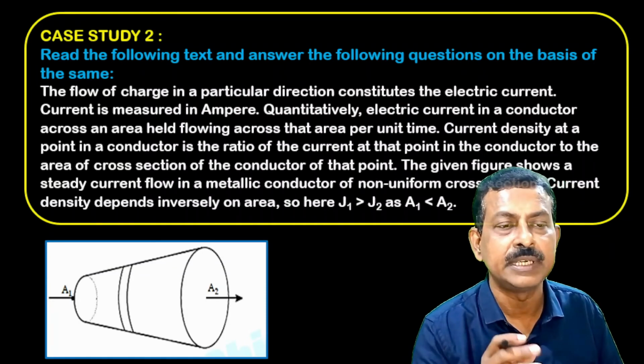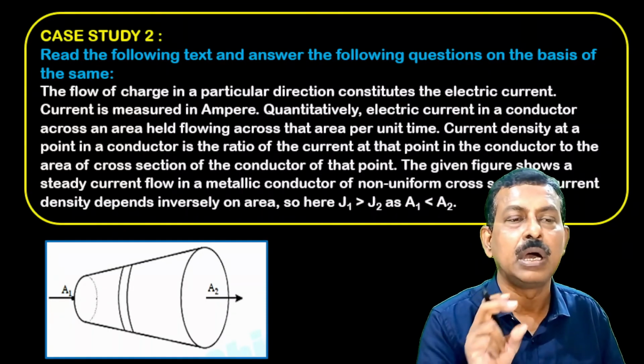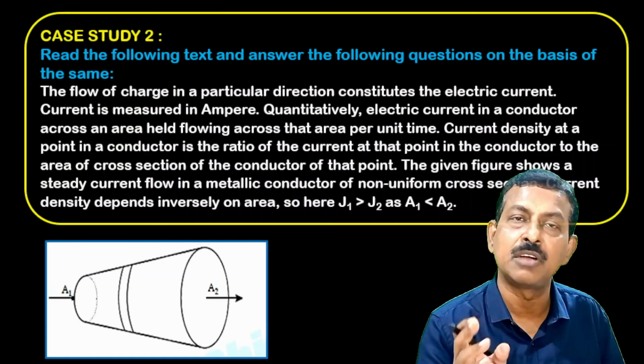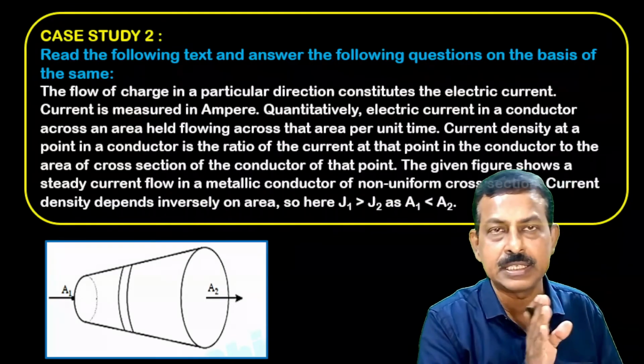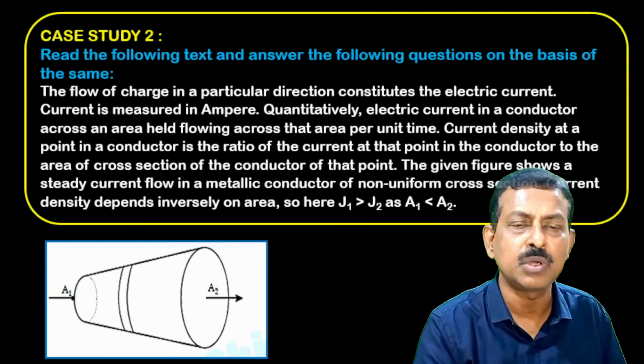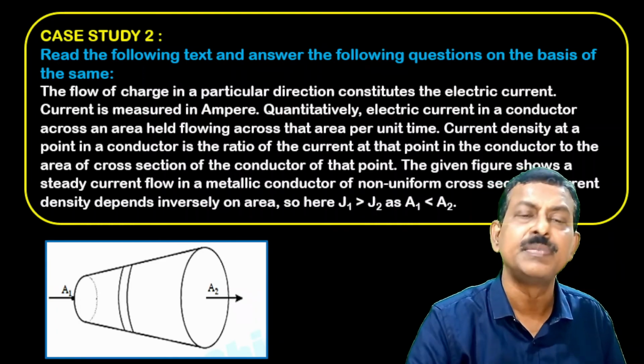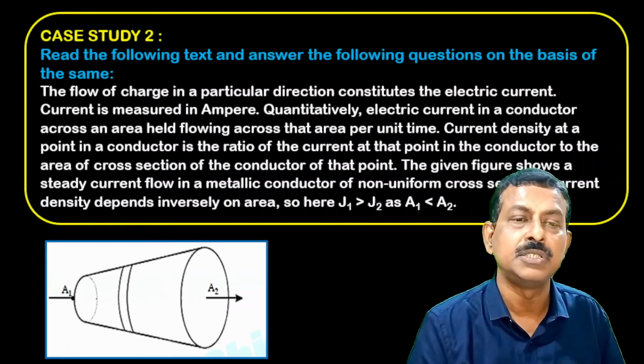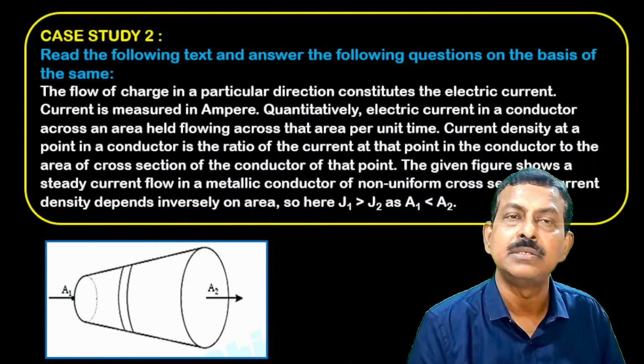Now you can see in the diagram, this is the diagram of a conductor of variable area of cross section. It is given that current is flowing through it. A1 is less than A2. So obviously, in terms of the current density, we can say that J1 will be greater than J2.